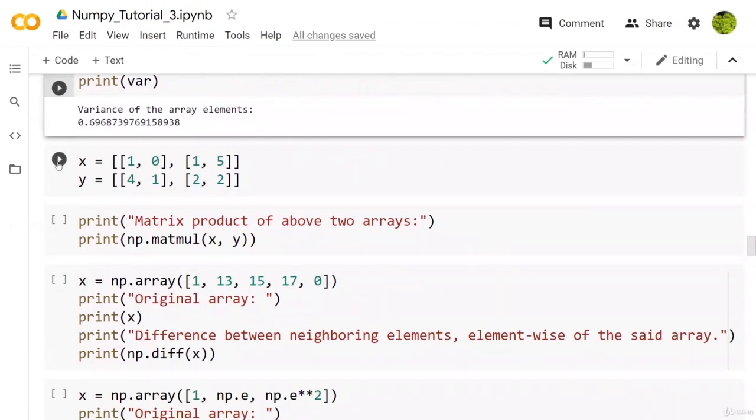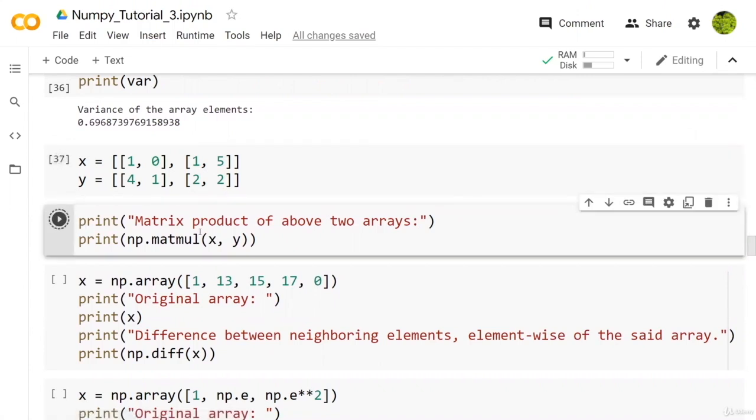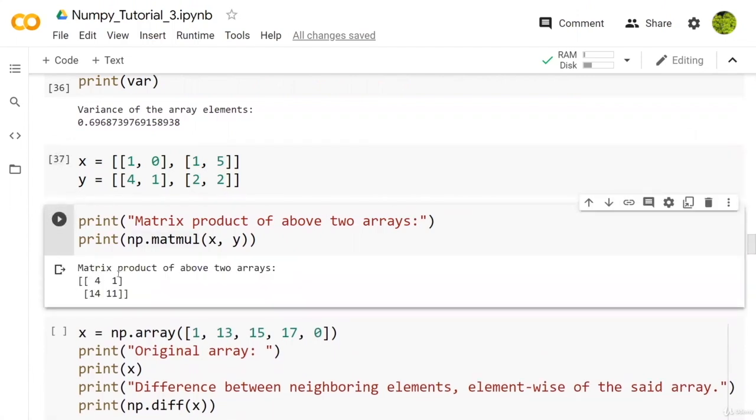Suppose you have a matrix like this. This is not an array, this is a matrix. Okay, you can see there's nothing written, brackets are given. So 2 into 2 array. Sorry, 2 into 2 matrix. You can just multiply 2 matrices like this.